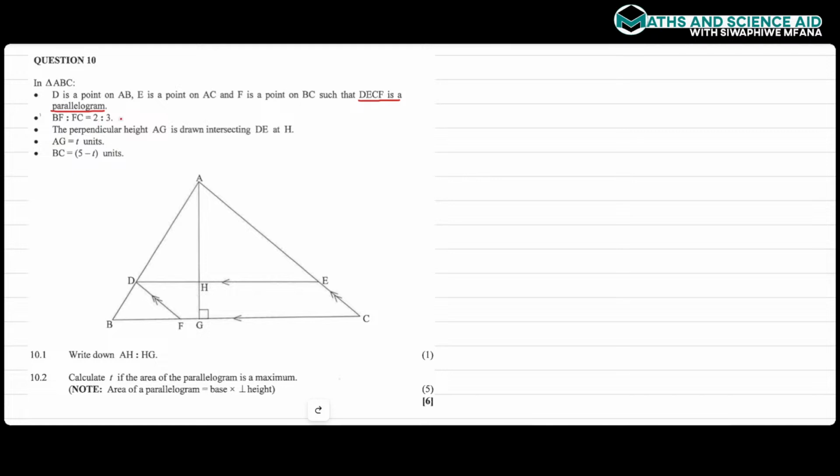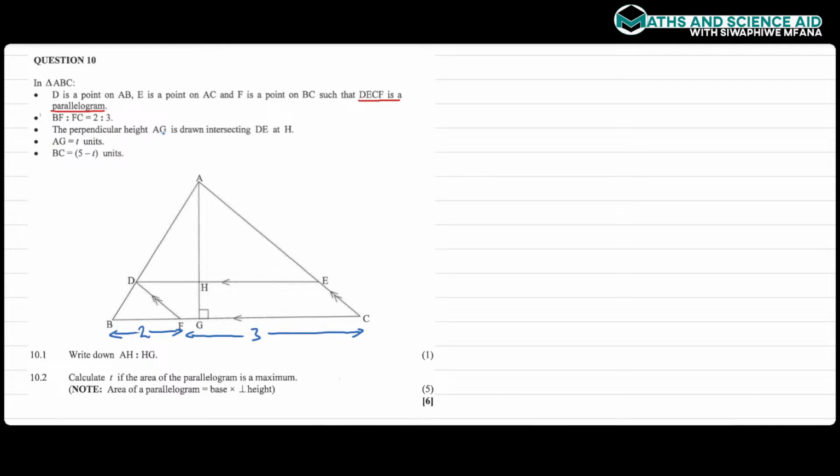So I think this is where the proportionality will come into play, because immediately when I saw these parallel lines, I thought of proportionality. So we are told here that the ratio of BF to FC is 2:3. So let's just indicate this like this. So this is 2, and then this is 3. Okay.